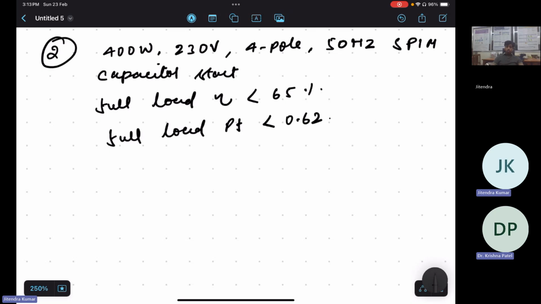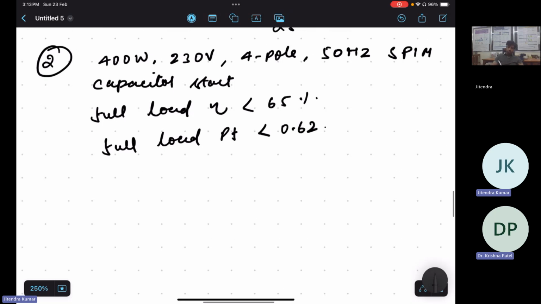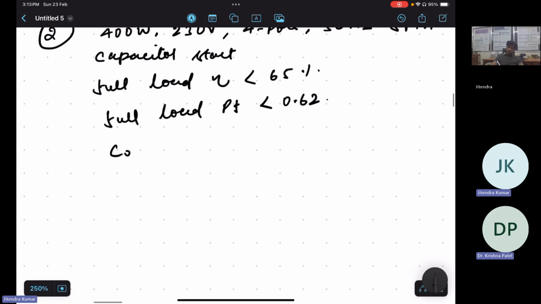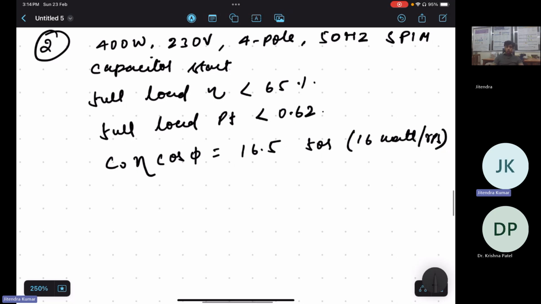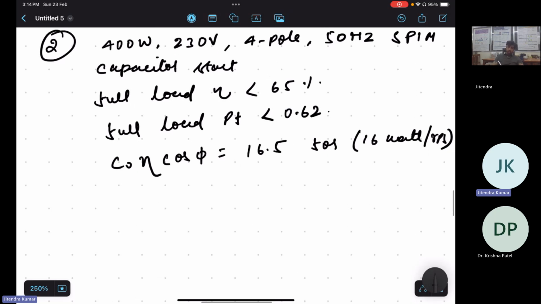Now we can also consider this value of C0 into efficiency into cos phi, that is, C0 into efficiency into power factor is 16.5 for 16 watt per hour. So these are the data given here. Now we need to calculate the bore diameter of the motor. So what is the bore diameter? Nothing but D. So we need to calculate the bore diameter of this motor.